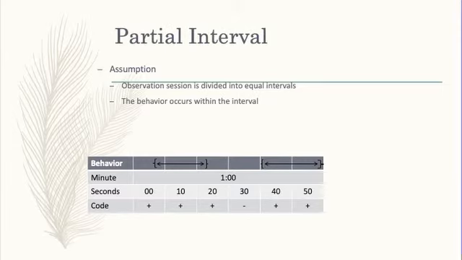And we have partial interval recording, which is used a lot more often. The observation session is again divided into equal intervals, and the behavior occurs within the interval. So it happened here because we're into this interval. It happened here and it happened here. Didn't happen here at all, and it happened here and it happened here. This is a little bit more reliable than the whole interval recording because we're just trying to get a snapshot of how often the behavior occurs.